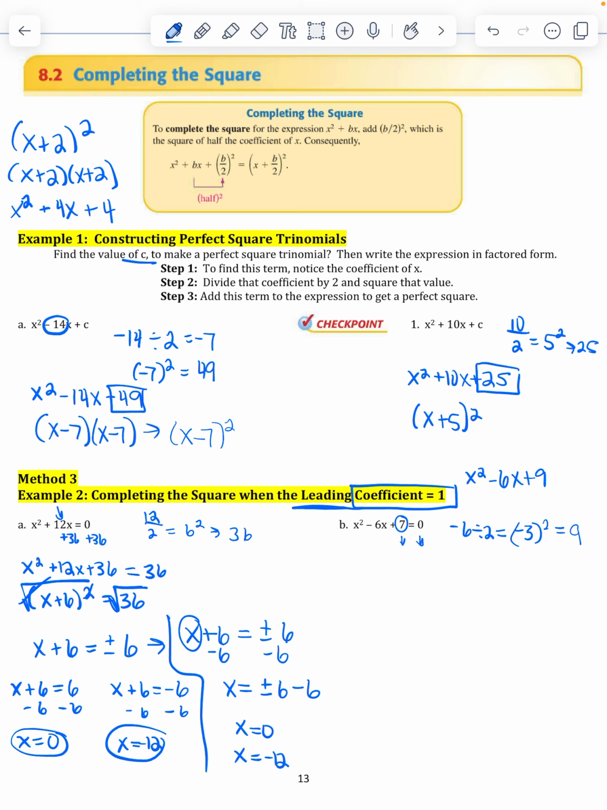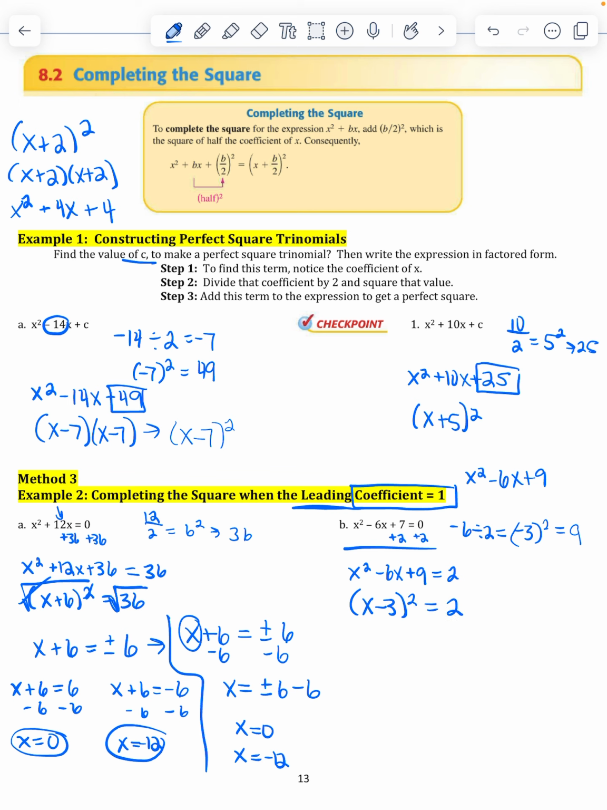So if we need to turn this 7 into a 9, we're basically going to be adding 2 to both sides. Let me erase this. So we're going to be adding 2 to this side and 2 to this side to keep it mathematically accurate. And we would get x squared minus 6x plus 9 then equals 2. Now time to factor the left-hand side. This factors into x minus 3 squared equals 2.